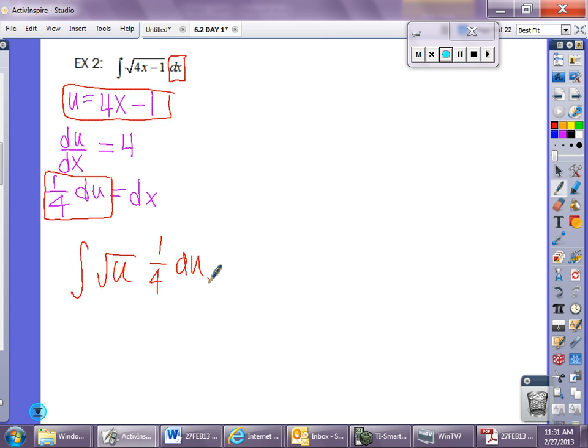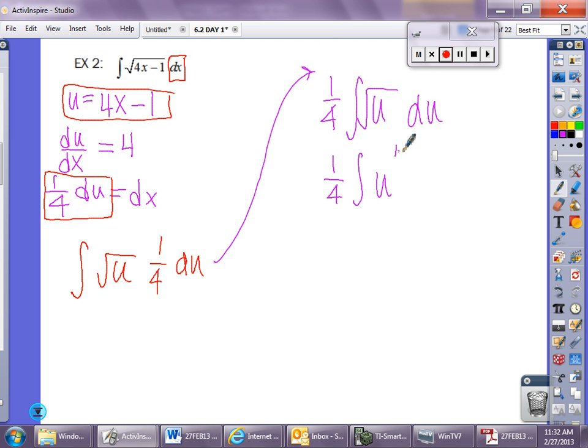So I'm going to pull my 1/4 out front. Problem's a lot easier now. Chain rule's gone. So you can even rewrite it one more time if you'd like, just so we can see the number of the power. So what do I do with the 1/4? Leave it. Good job there.